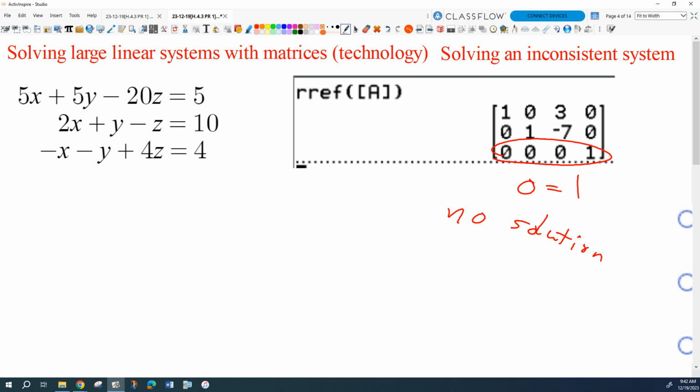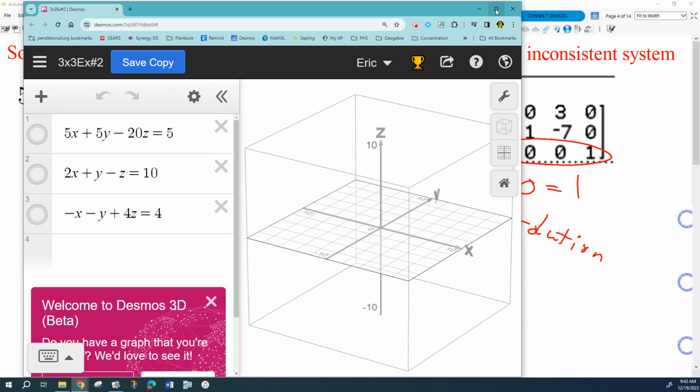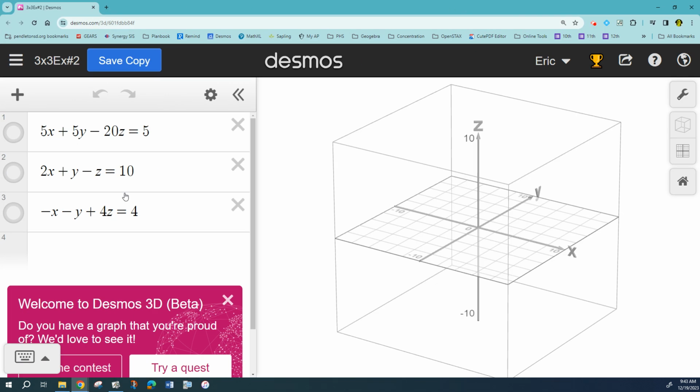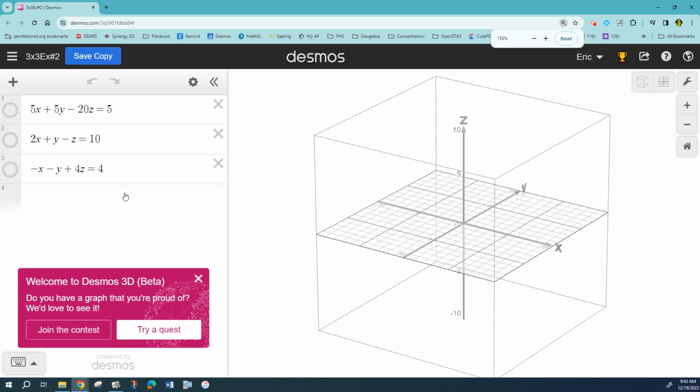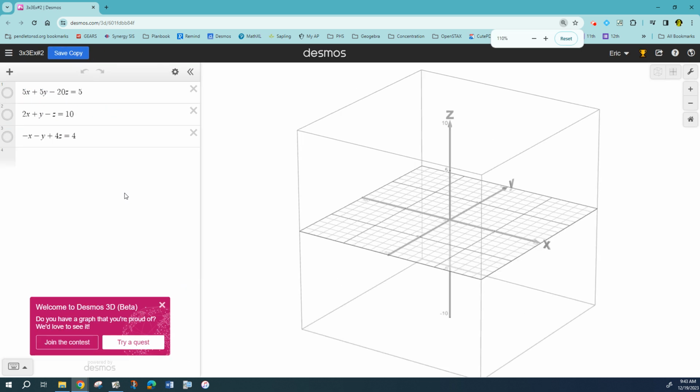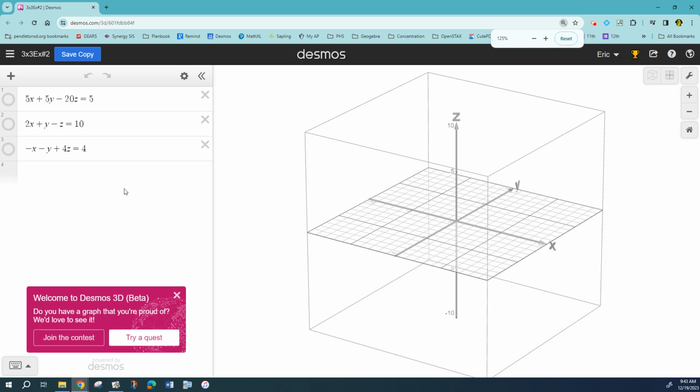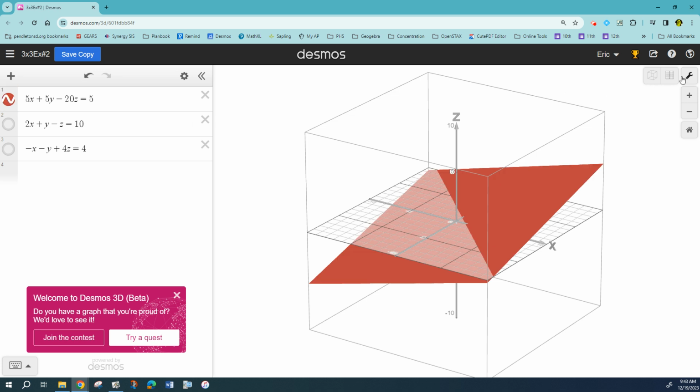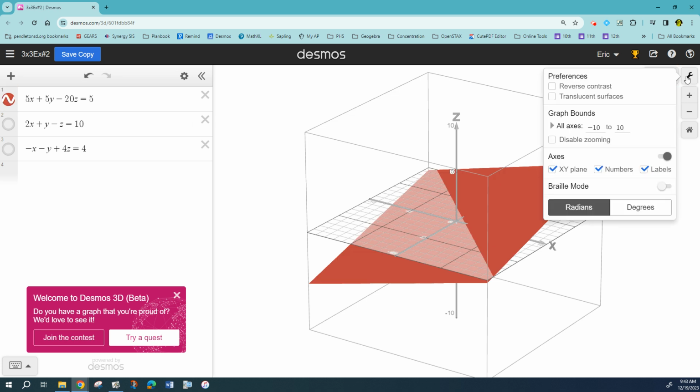Okay, so if we look at the new Desmos 3D calculator here and look at this system and see what's going on, I showed this to you yesterday, right? Oh, I didn't? Oh, this is pretty cool. So if you go into the 3D calculator and I put in this system, if I graph the first equation, look what it does. It looks better if you go to the graph settings and do translucent surfaces.